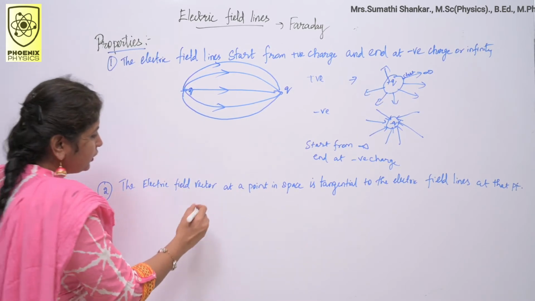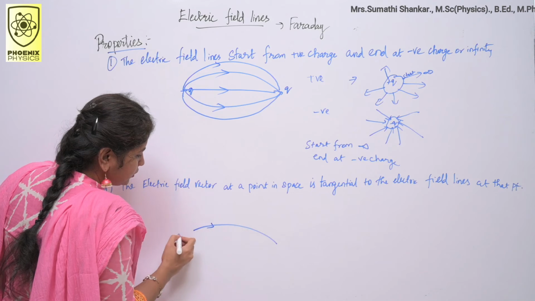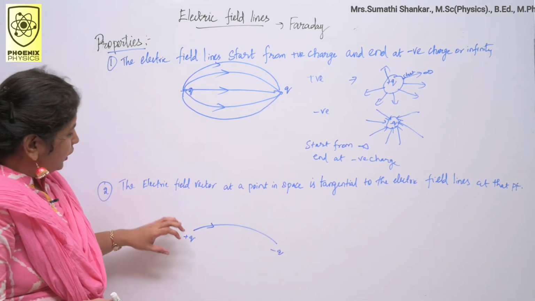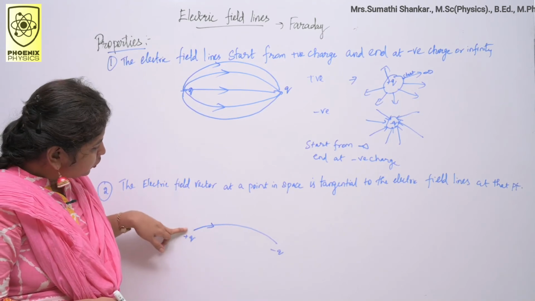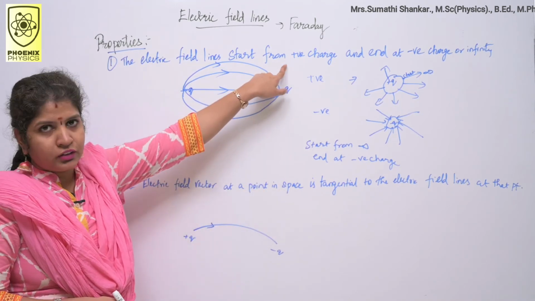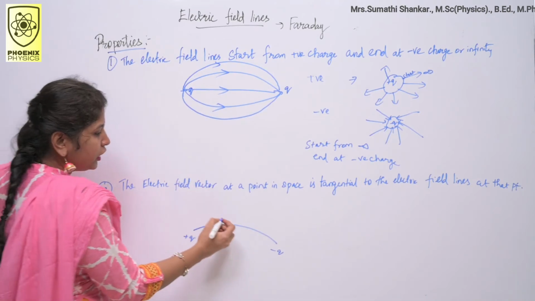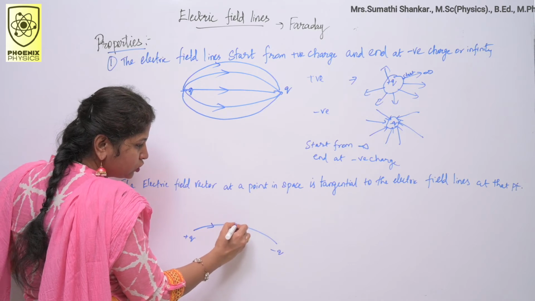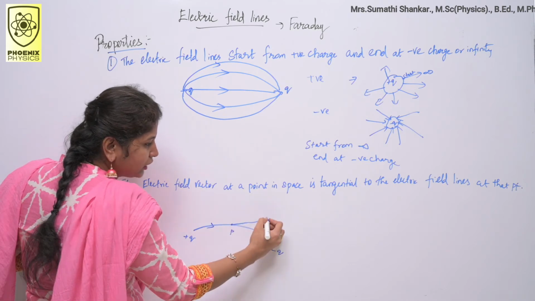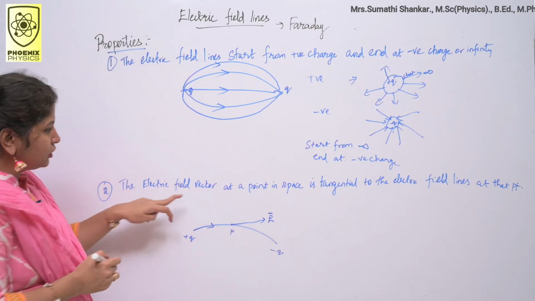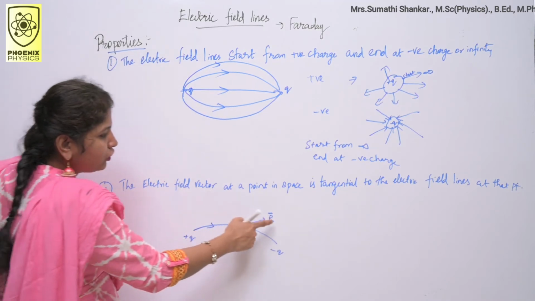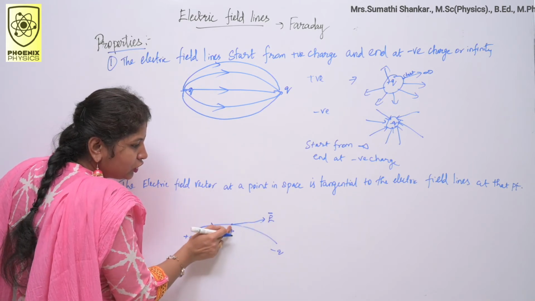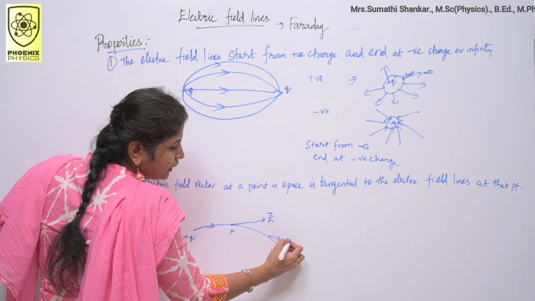Second point, the electric field vector at a point in space is tangential to the electric field lines. See, this is my electric field lines like this. So say this is plus Q charge and this is my minus Q charge. You know that the electric field line starts from positive charge and ends at negative charge like this. So here you consider any one of the points. Say this is my point P. You just draw one tangent line to this point like this. So this line indicates the electric field vector. This is the meaning. So the electric field vector at a point P in space is tangential to the electric field line. This is the electric field line.